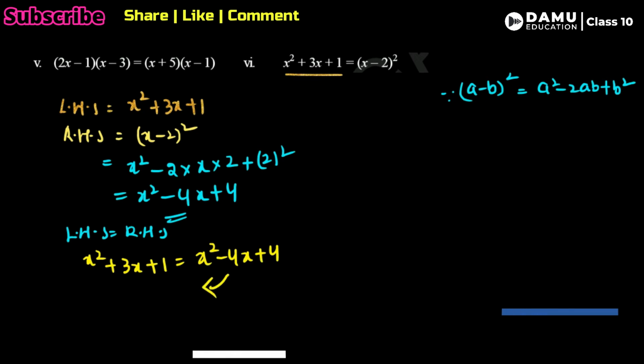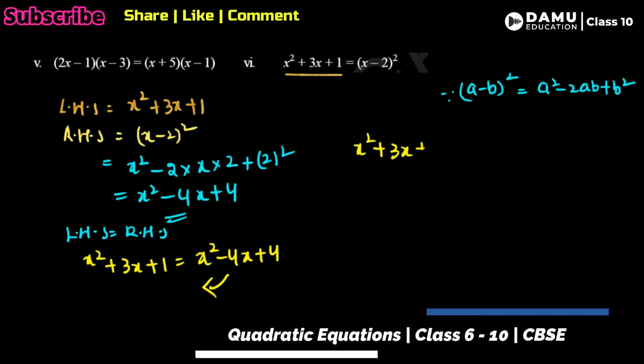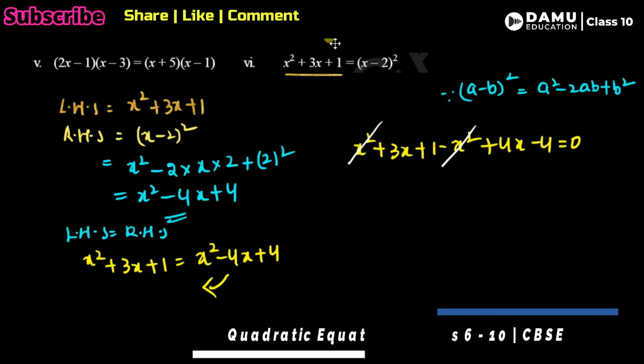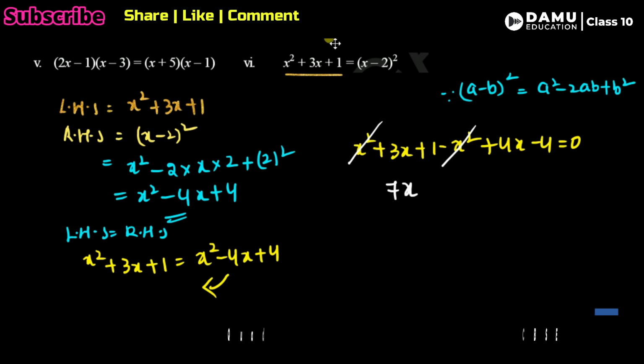Shift everything from the right hand side to the left side. What values do we get? x square plus 3x plus 1 minus x square plus 4x minus 4 equal to 0, because all these symbols change when you shift the terms to the other side. Now cancel: x square cancels. Then 3x plus 4x is 7x. Then 1 minus 4 is minus 3. So 7x minus 3 equal to 0.